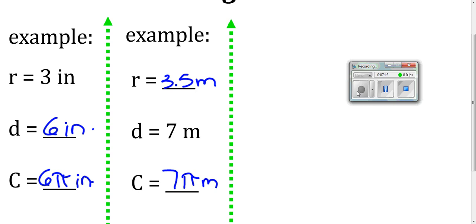All right, in example number 2, I was given the diameter, so I could go right to my circumference. It's the diameter times pi, so it's 7 pi meters. All right, and then to find the radius, I divided it by 2.